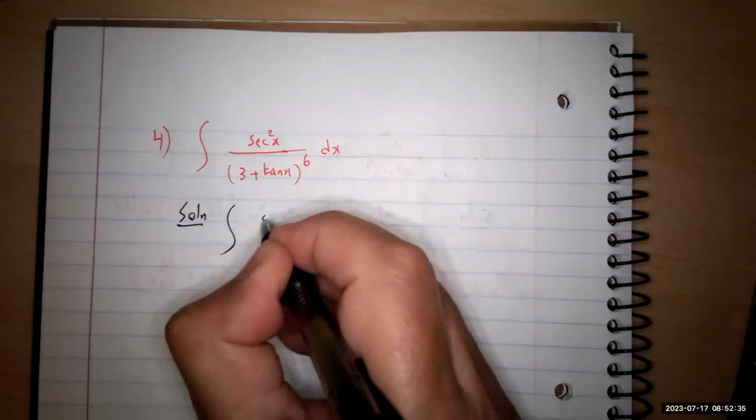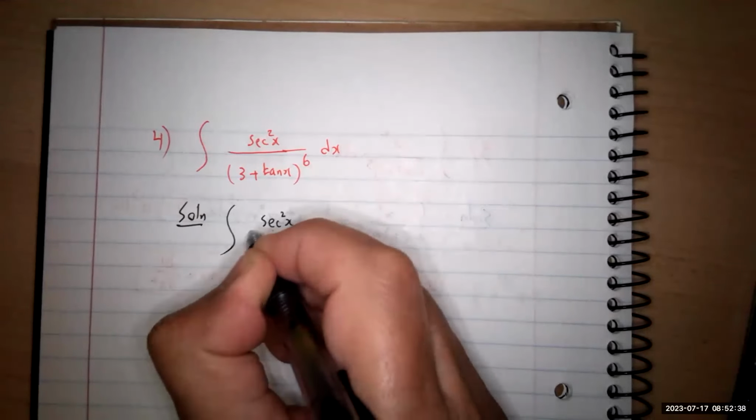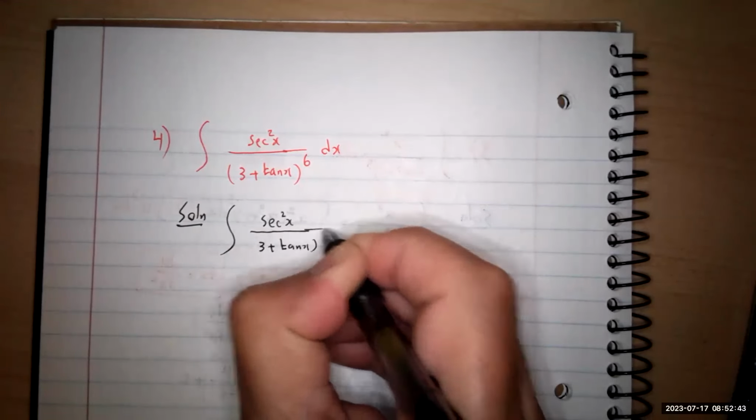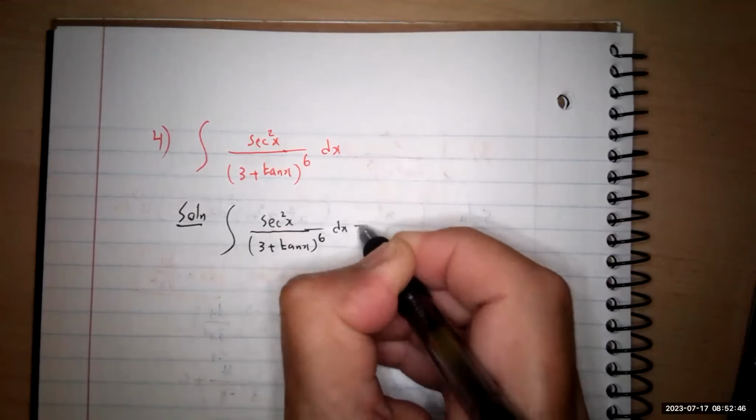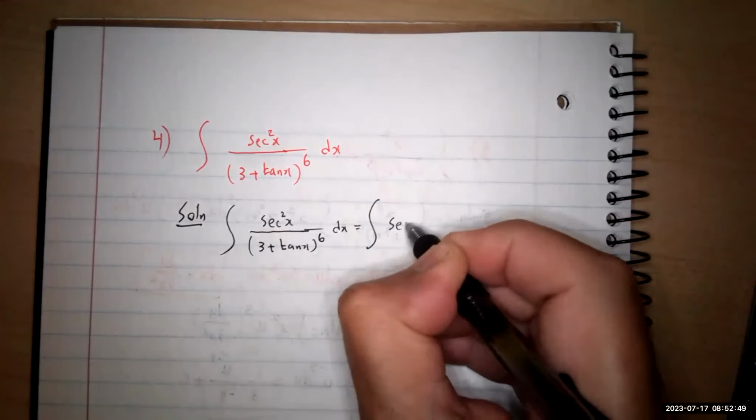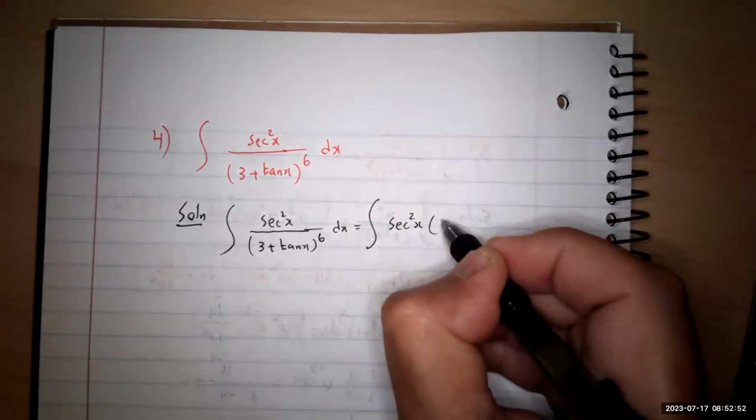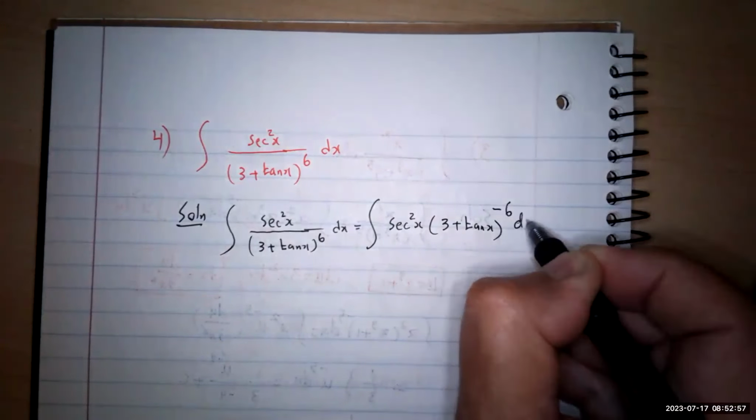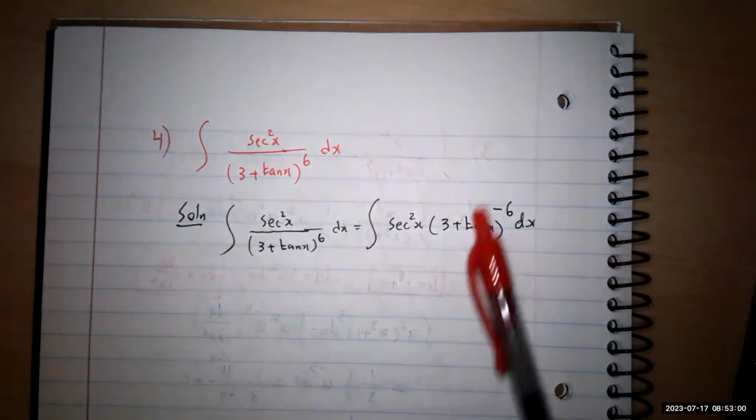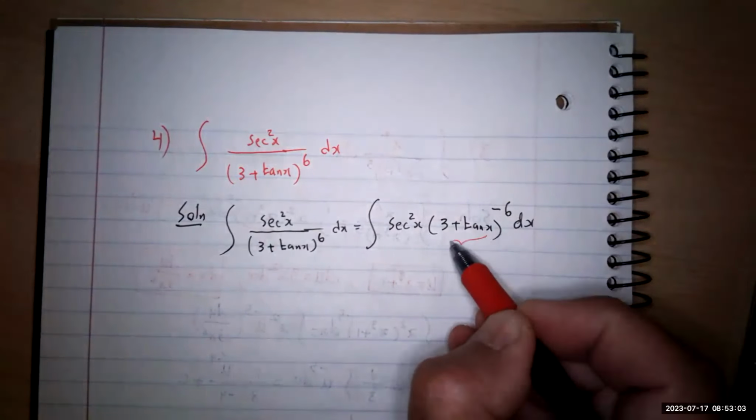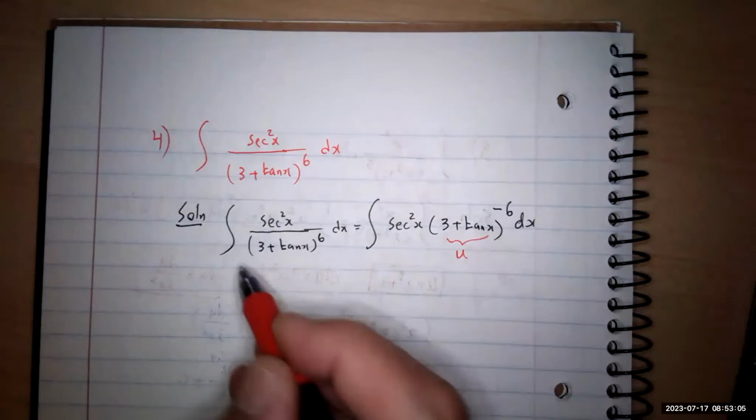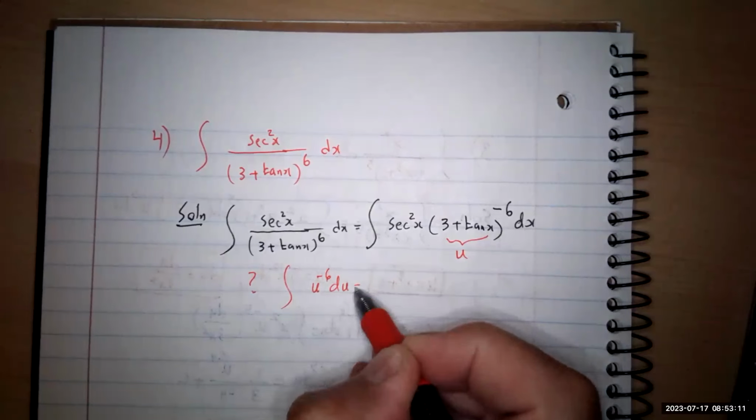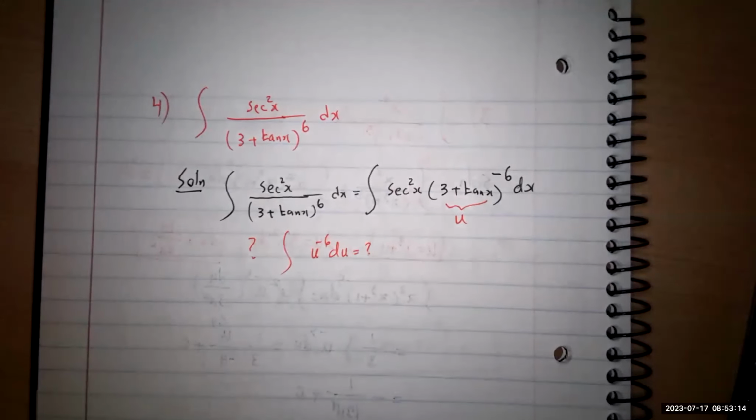Solution. So that's the original one. You can start rewriting it right away. Okay, this is the original one. Rewriting, you move it up. So that gives you secant square of x times 3 plus tangent x to the negative 6 dx. That's it. Again, you get a parenthesis raised to something, you call this one u. If you call it u, the target is going to be the integral of u to the negative 6 du. You have to arrive at this one.